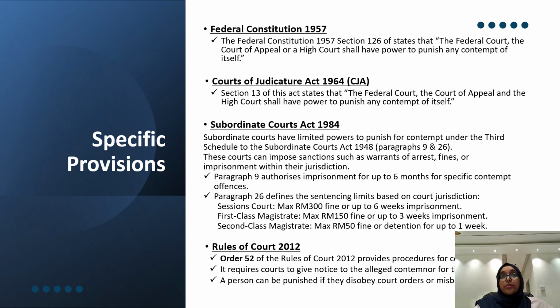themselves. Also, Order 52, Rule 3 states that a person can be committed for contempt if he or she disobeys or disregards any order of the court or misconducts himself or herself in the presence of the court or in any other manner which constitutes contempt. The rules also specify that the proceedings for contempt can be initiated through summons and require courts to ensure procedural fairness.